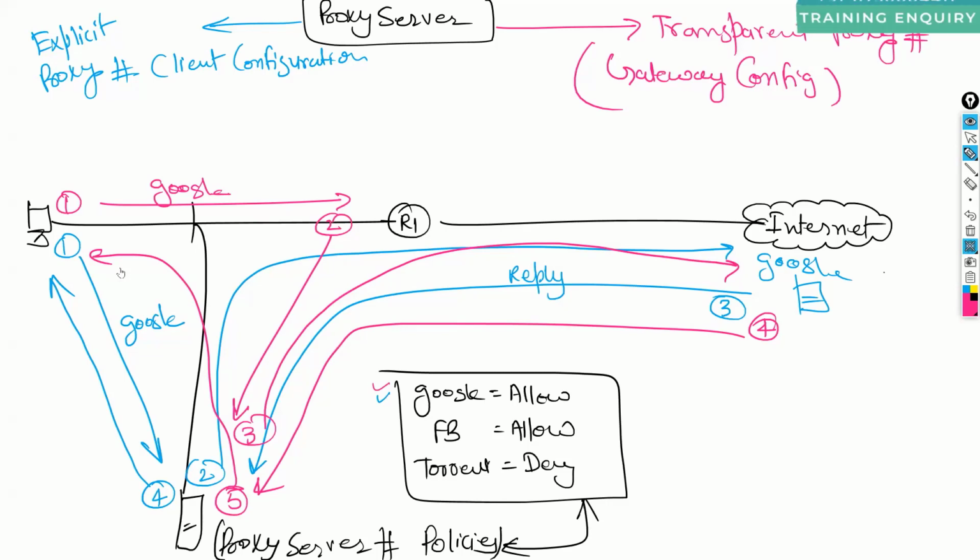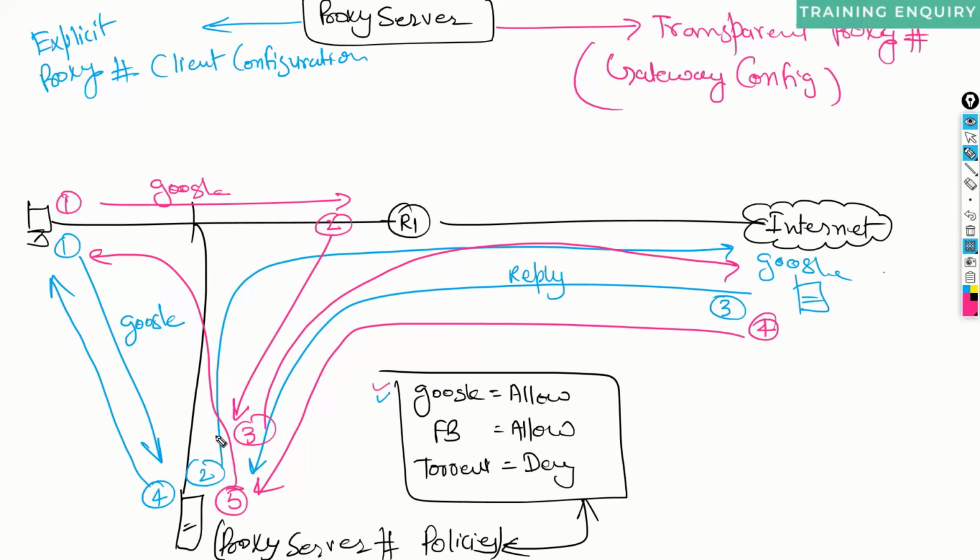Okay, that means if you have the explicit, I want to know if I understand it right. So the client will send it directly to proxy server, right? Correct. Okay, and gateway, it will go to gateway and gateway will be redirected to proxy server. No, no, that isn't different. In explicit proxy, client will directly send request to proxy server. Then proxy will send it to internet. Clear?